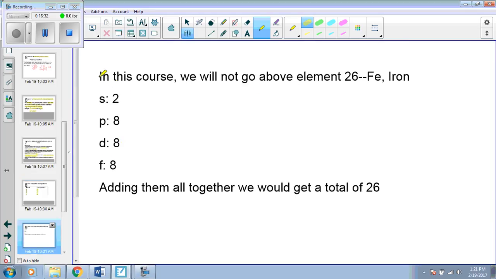So in this course, we will not go above iron, which is element number 26. That's because I take the S, the P, the D, and the F orbitals, and I add them all together to get a total of 26. So keep that in mind as you guys are asked to illustrate various elements for me in terms of electron configurations. 26 is our stopping point. Going above will result in lost points.